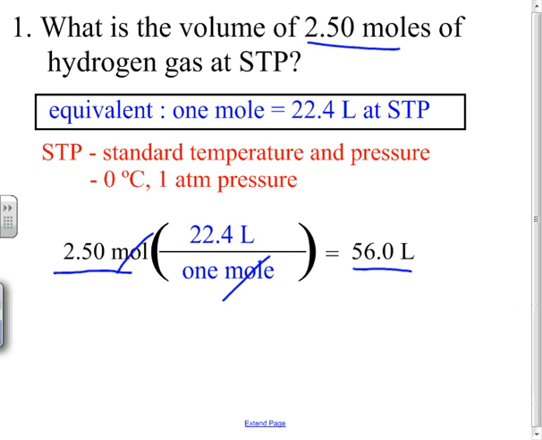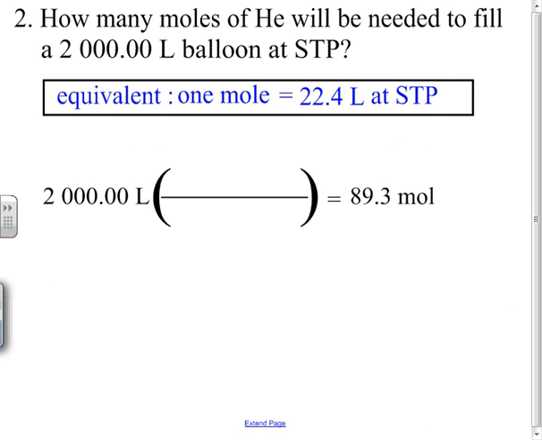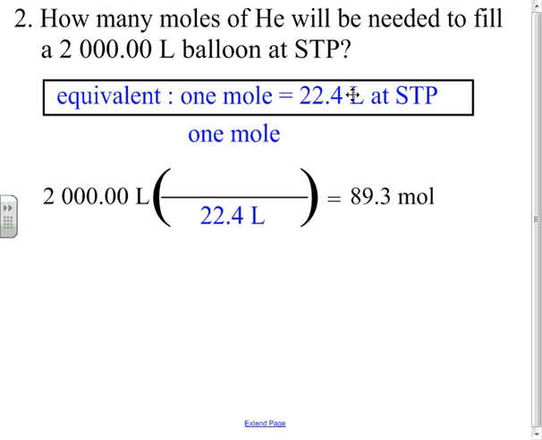Going the other way around, if I asked you how many moles of helium will be needed to fill a 2,000 liter balloon at standard temperature and pressure, again, same equivalent, but now we're going from volume to moles, or liters to moles. Now we want the 22.4 liters on bottom, with the 1 mole on top. Liters and liters cancel, so I divide by the 22.4 liters to get the number of moles.